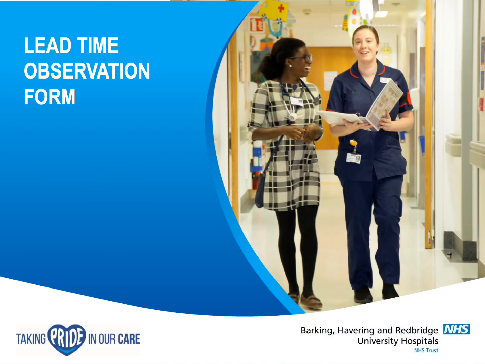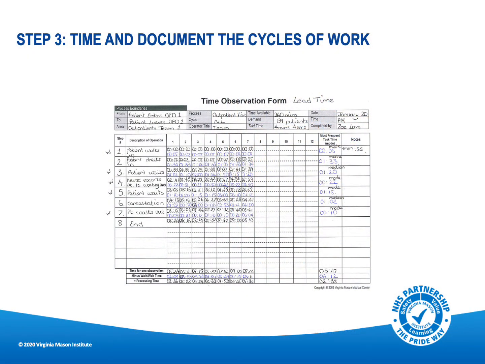Remember that before starting your lead time observation form, it is important to watch the process a few times in order to determine the steps. You should document between 6 and 10 observations on the time observation form. So here is an example of a lead time observation form. As this is a lead time, the boundaries are patient enters team 1 to patient leaves team 1. We'll go on to doing separate time observation forms for individual cycles shortly.